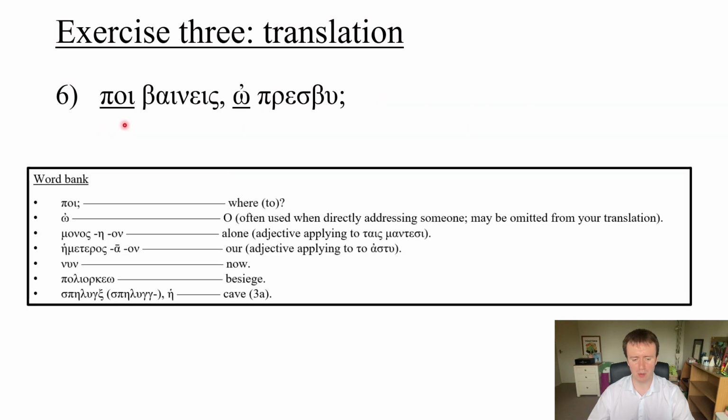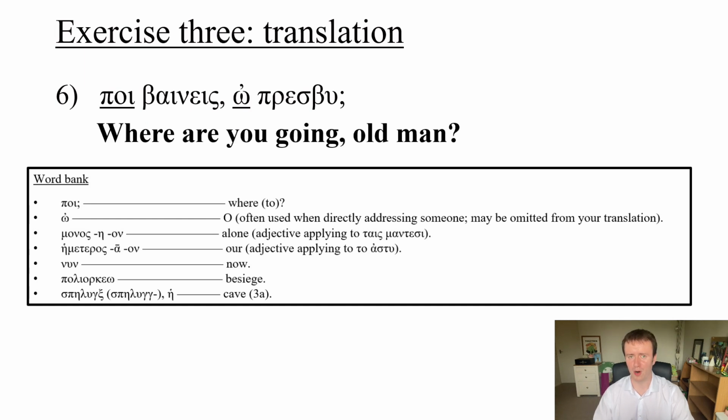Number 6 is poi baines or presbu. You should have translated this one as, where are you going, old man? We know that it means this because poi is a question word meaning where to. You can just translate it as where, but know that it means where in the sense of where to, like in the phrase, where are you going? Baines is you singular are going. Bainor's the verb to go, and here it ends in ace, so that means that you singular are doing the action. So where are you going?